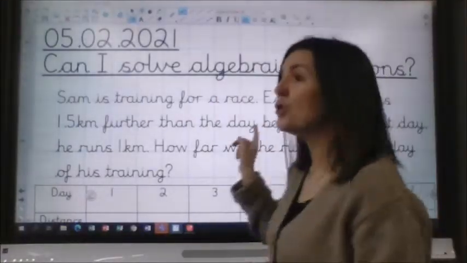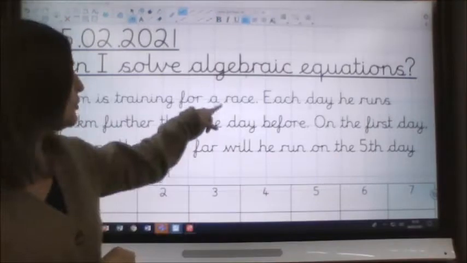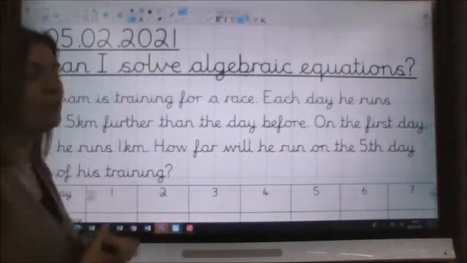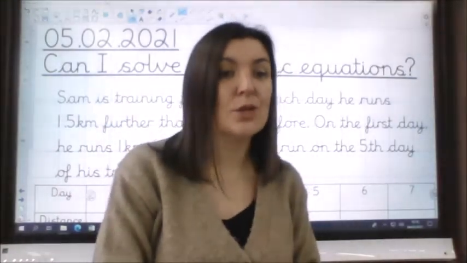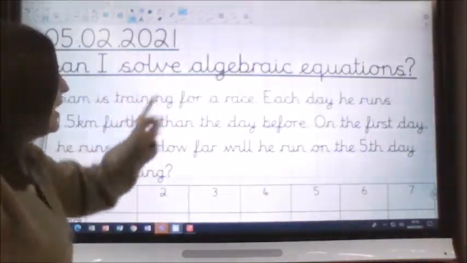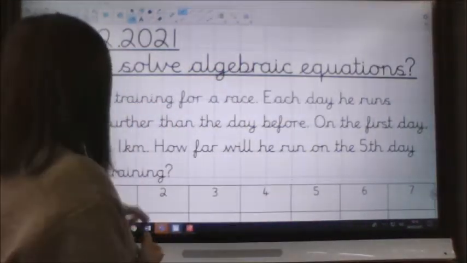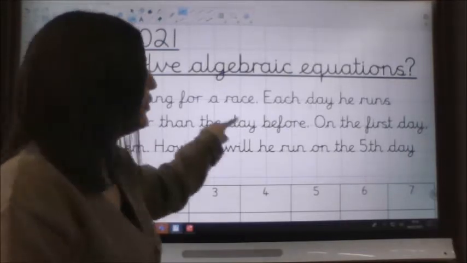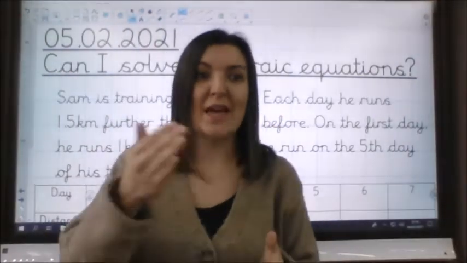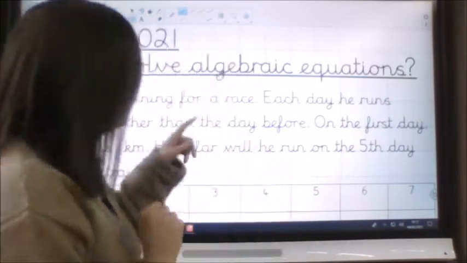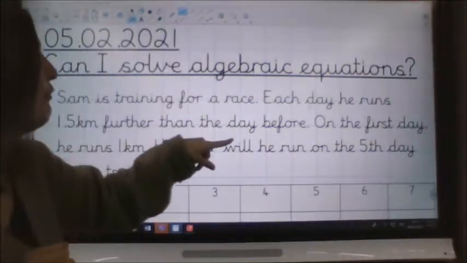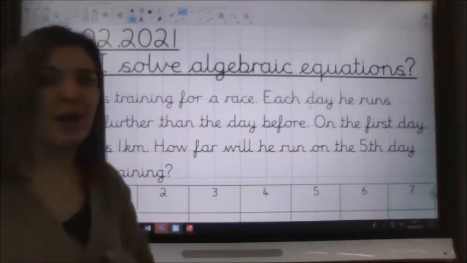So the ones I want to go through then. I've done a question, so it's still on algebraic equations. I've done a question really similar to the one that you've got in your book to help you to work it out. So you've got Sam is training for a race. Each day he runs 1.5 kilometres further than the day before. So every day he runs 1.5 kilometres more. On the first day he runs 1 kilometre. How far will he run on the 5th day of his training?